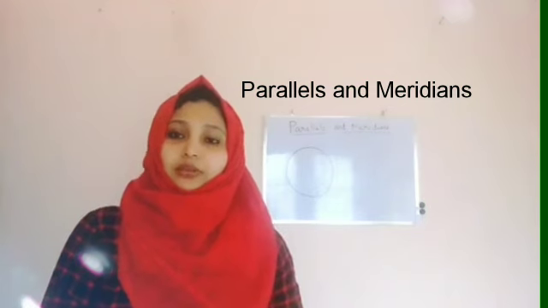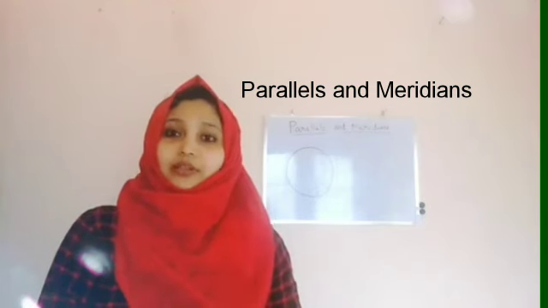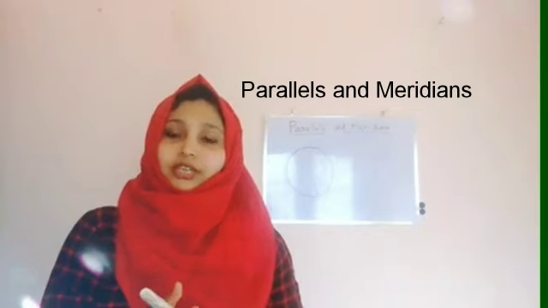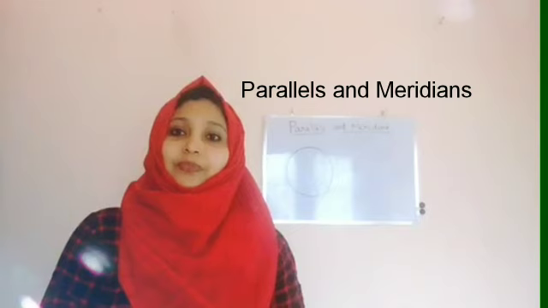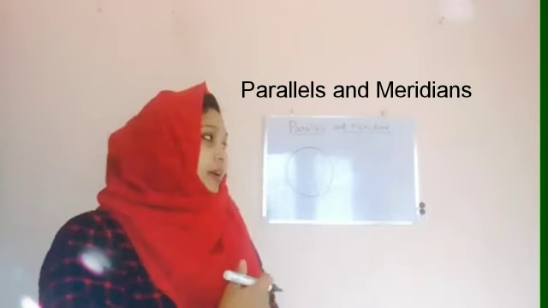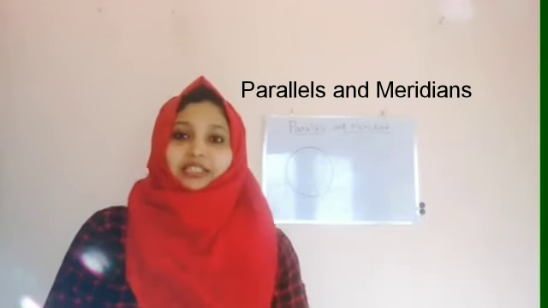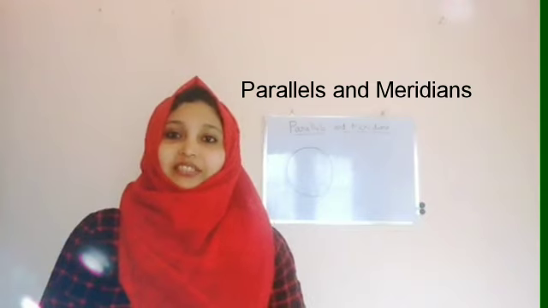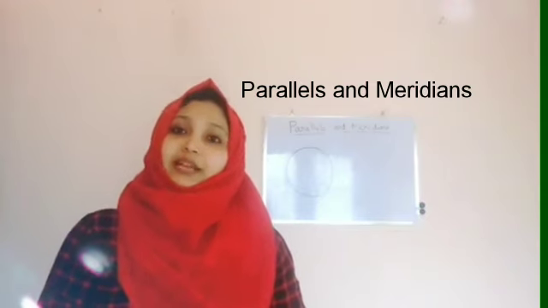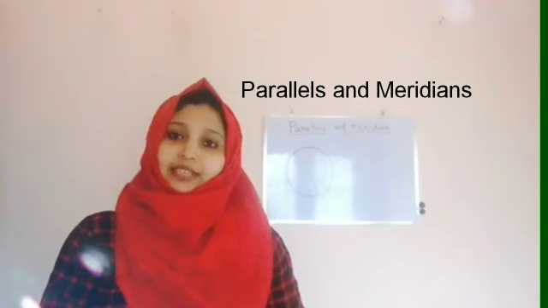Okay. Then let me ask a question. Have you ever noticed on the globe some lines are going vertically, some lines are going horizontally? Yes. Those lines are parallels and meridians. These parallels and meridians are imaginary lines.